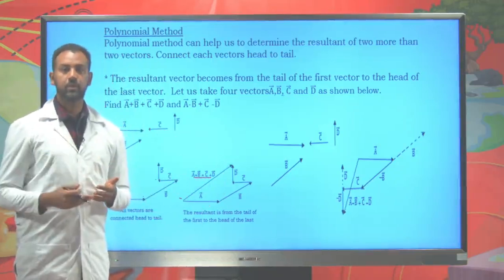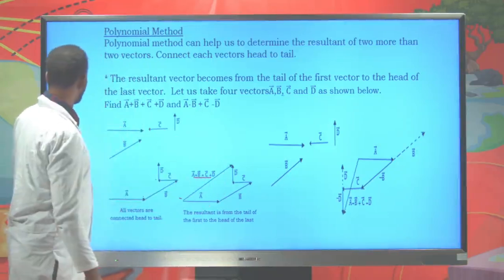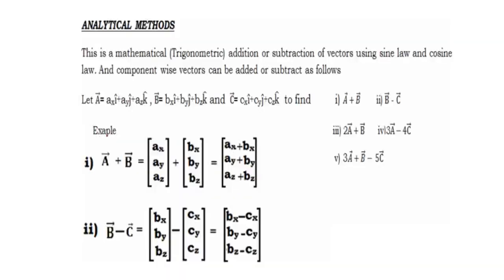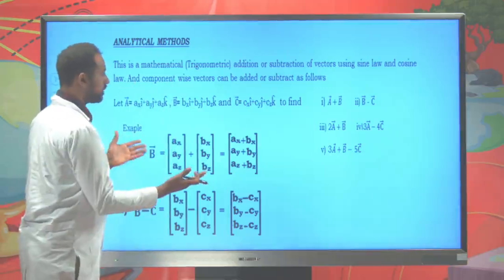And we have seen the triangular method, parallelogram method, and polygonal method. And the other concept is the analytical method of vector adding and subtracting. The analytical method of vector addition and subtraction uses trigonometric concepts, sine law and cosine law. Here, it's also possible to use components.